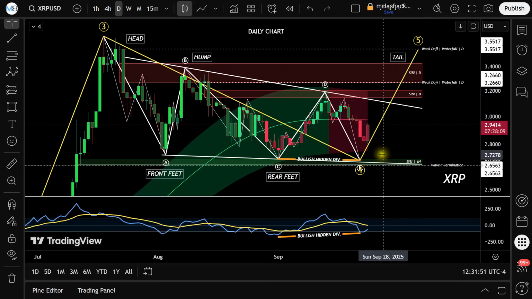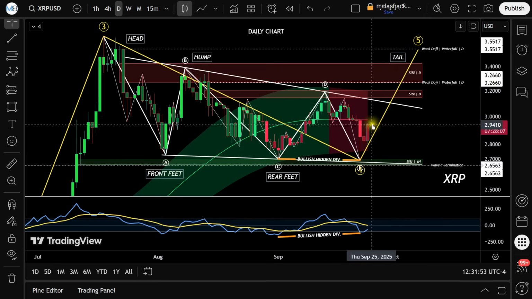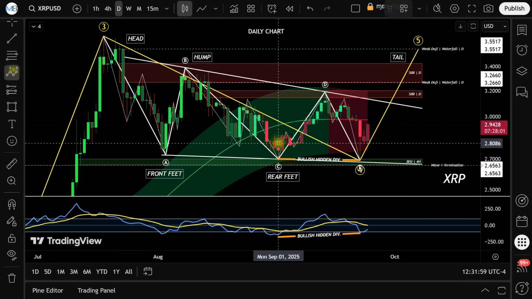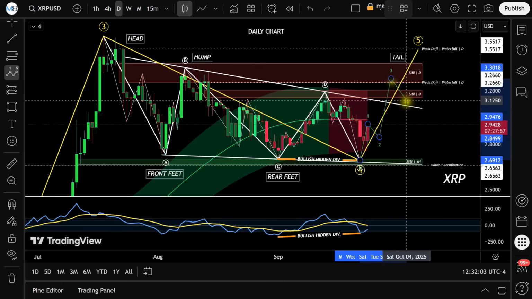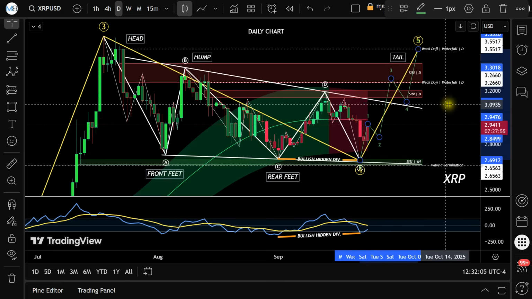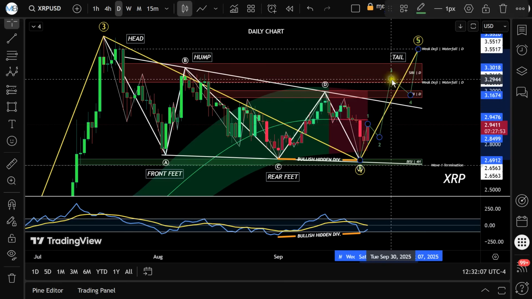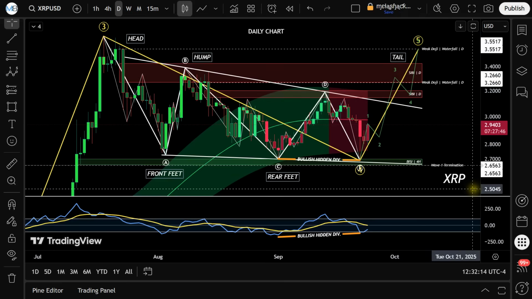So at this point, it's very likely that what we're actually doing now is forming the wave 1 of this primary 5th wave. So essentially what we could be seeing here would be something like this. That's just a rough sketch, by the way, nothing precise, just to give you an idea.